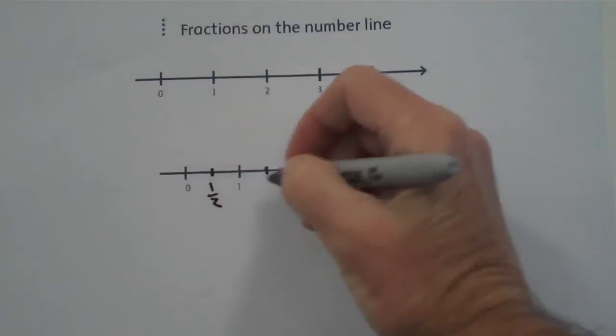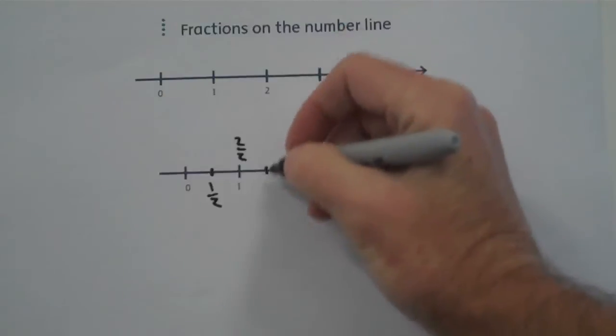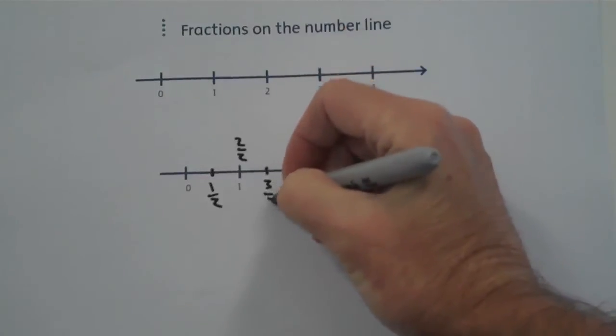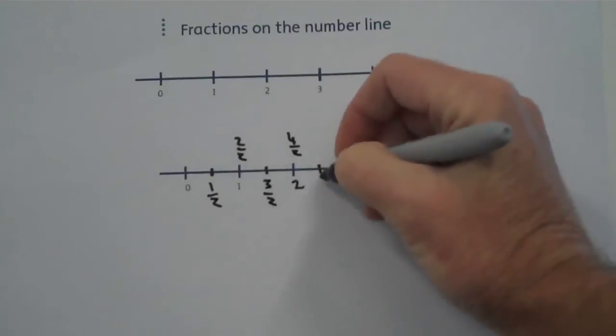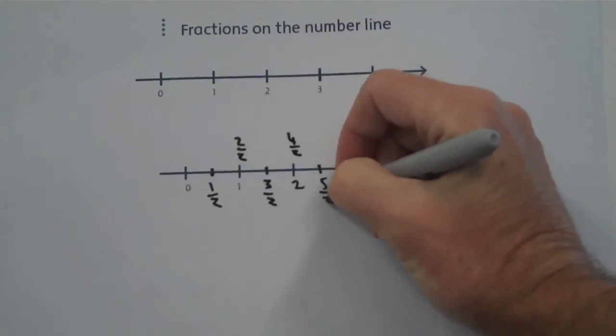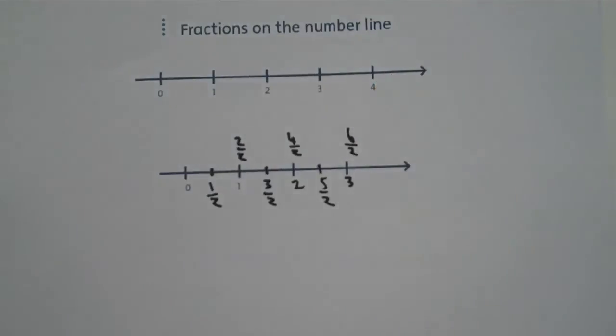1 half, that would be 2 halves. Notice 2 halves is the same as 1 whole. 3 halves. 4 halves, which is the same as 2 wholes. 5 halves and 6 halves, which is the same as 3 wholes.